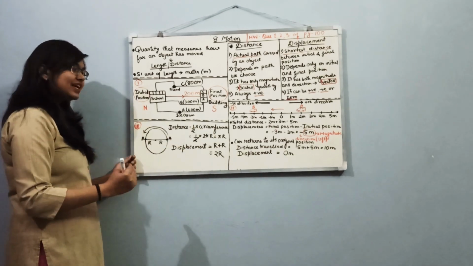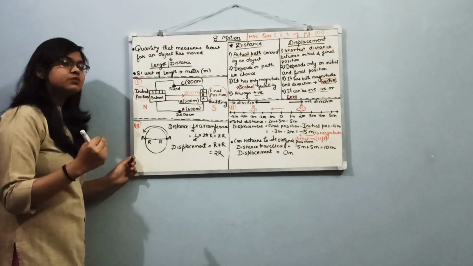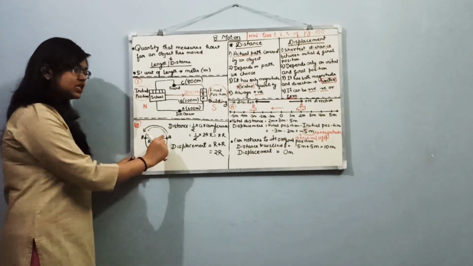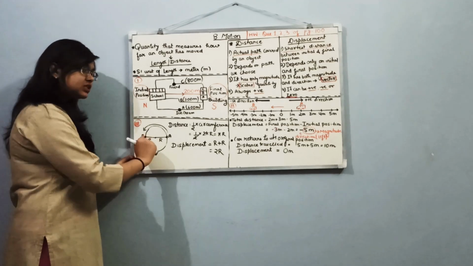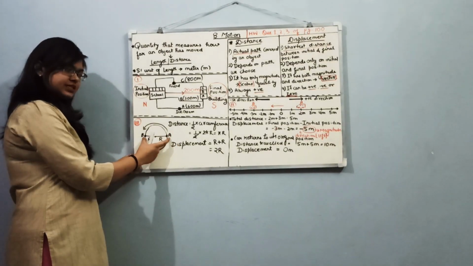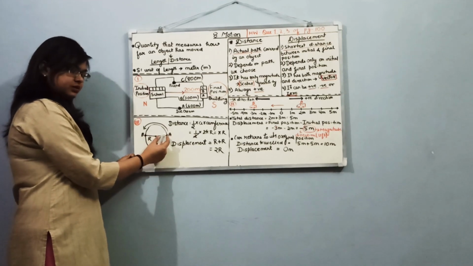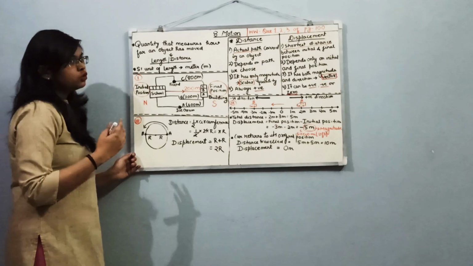What is the displacement of the object from A to B? We know that displacement always depends on the initial and final position and it is the shortest distance between them. So the shortest distance is AB. So what is AB? This is R and this is also R. So R plus R will give you 2R.